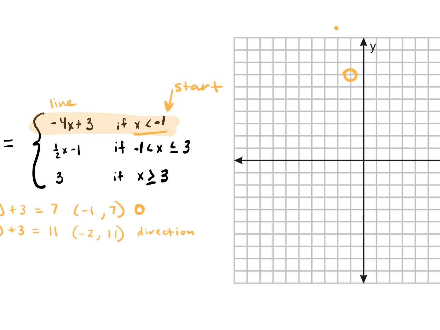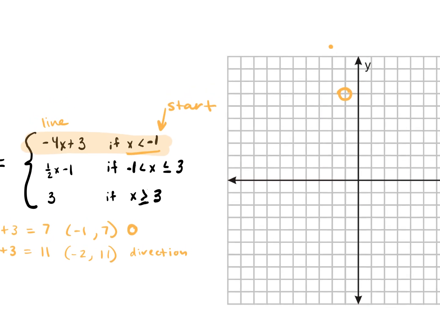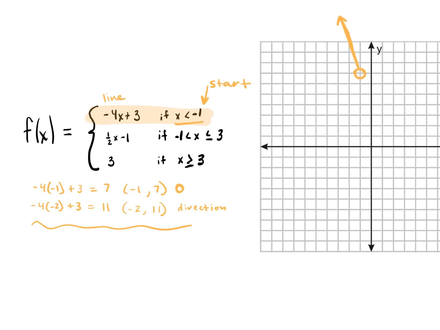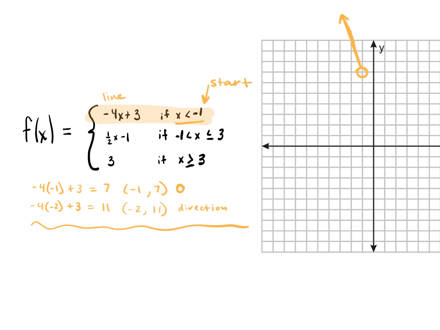That one just tells us direction. So I'm going to start at my open circle. We always start with the first number and then just connect the dots with an arrow. Because we could have plugged in any number that was less than -1. There's no ending point, so that's why it gets an arrow. Any questions on the first piece there? Perfect. Let's do the second piece.